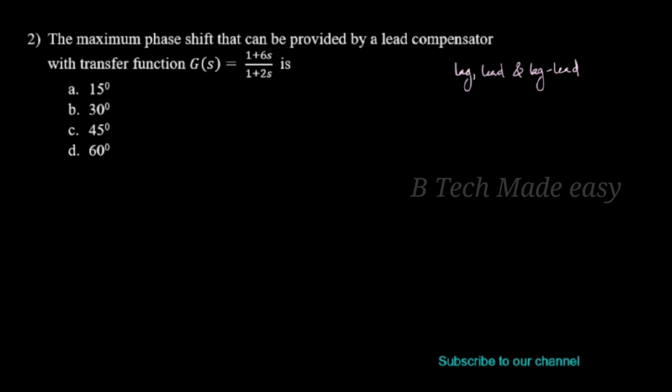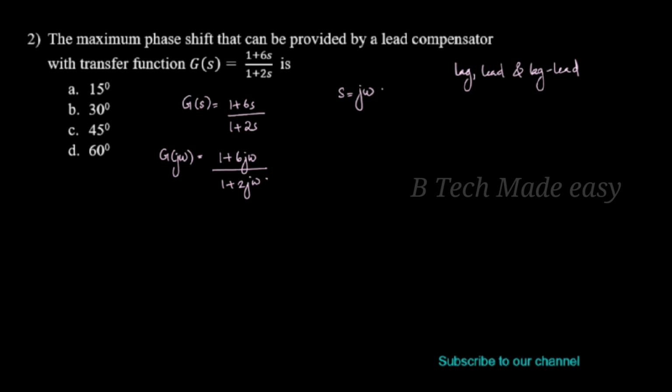Okay, so here you have to find out the maximum phase shift that can be provided by using a lead compensator whose transfer function is given. First you have to write G(s) = (1 + 6s) / (1 + 2s). For finding the phase shift, we have to replace s = jω. So G(jω) = (1 + 6jω) / (1 + 2jω).